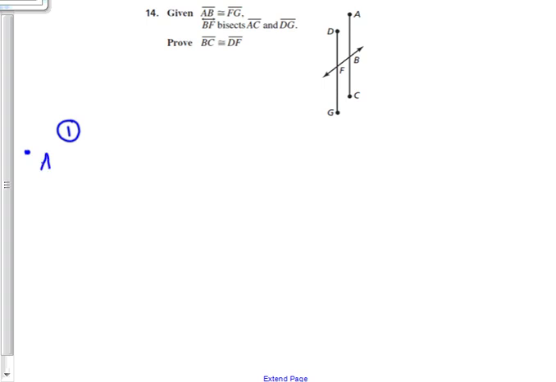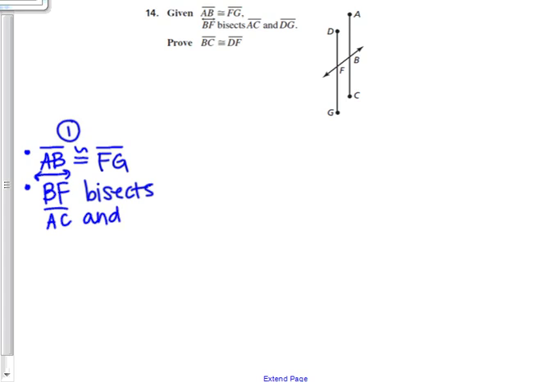So I'm going to say that segment AB is congruent to segment FG. I know that. That's just given to me. I also know, I'm going to put them in bullet points, that line BF, and I need my little line notation, bisects segment AC and segment DG. My little segment notation. So I know those two things. I'm going to write in red my reasons. So this reason right here for number 1 is just given. That's just given to me.